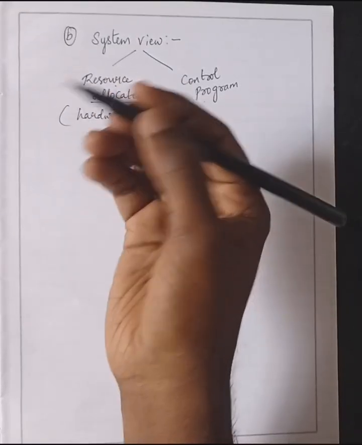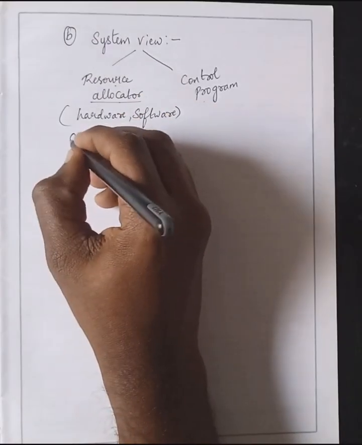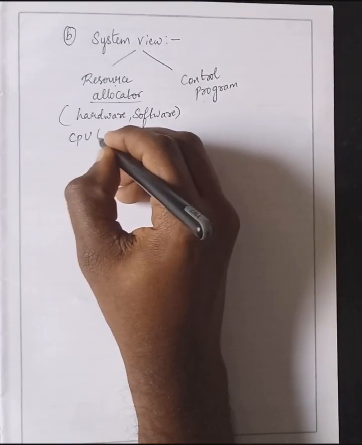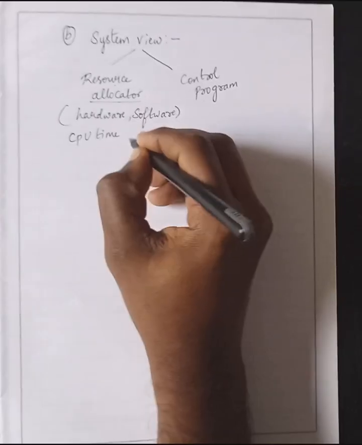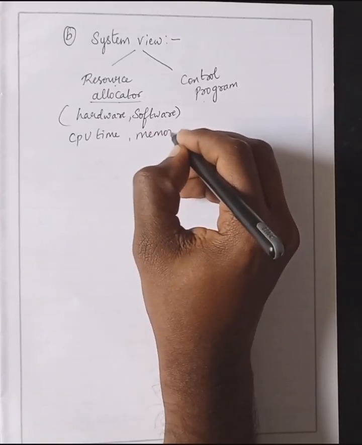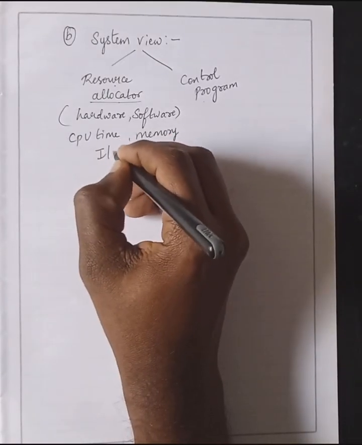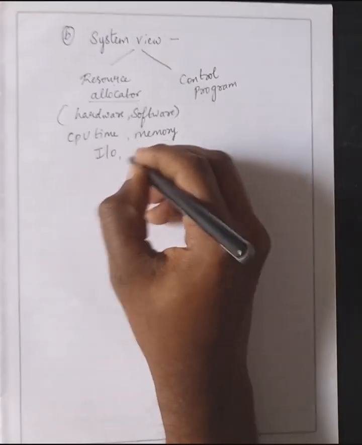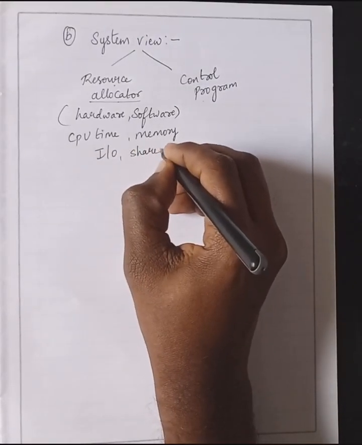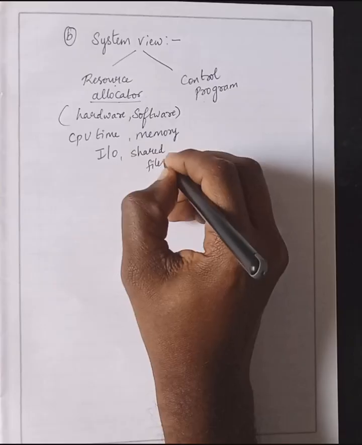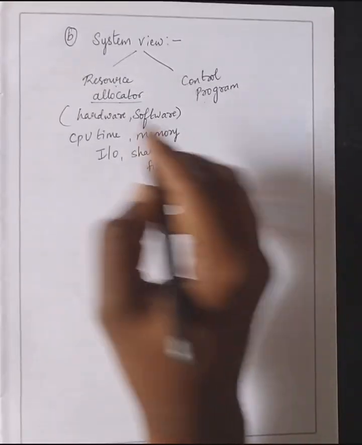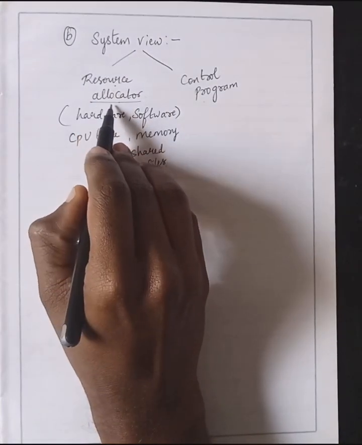What are examples of resources in hardware and software? It can be CPU time, memory, a file, input output devices, or shared files. It can be any resource, and the OS should manage how to allocate them. That's why it is called the resource allocator.